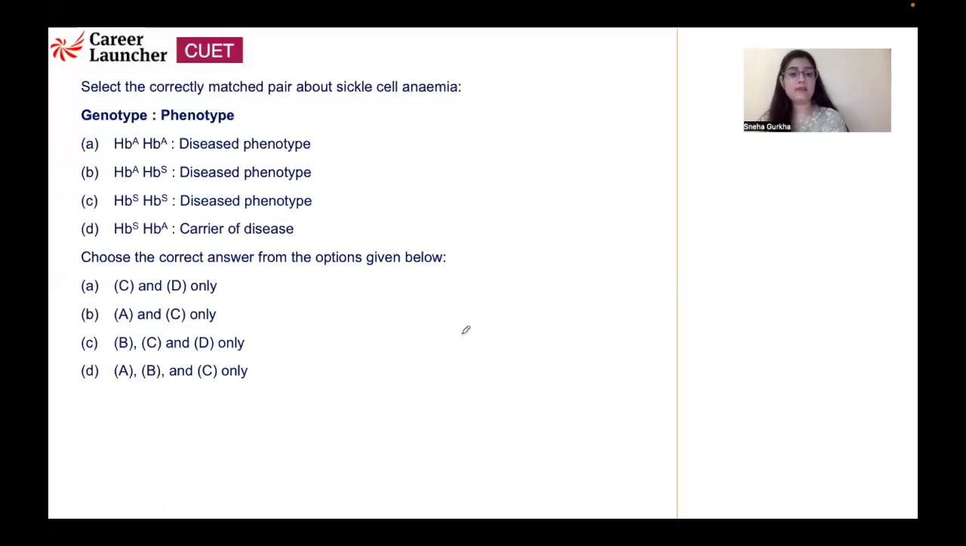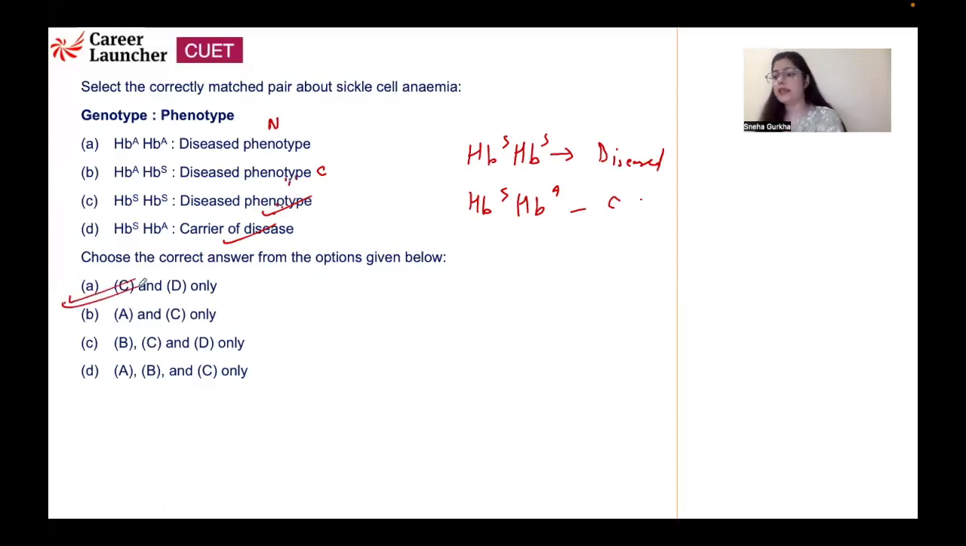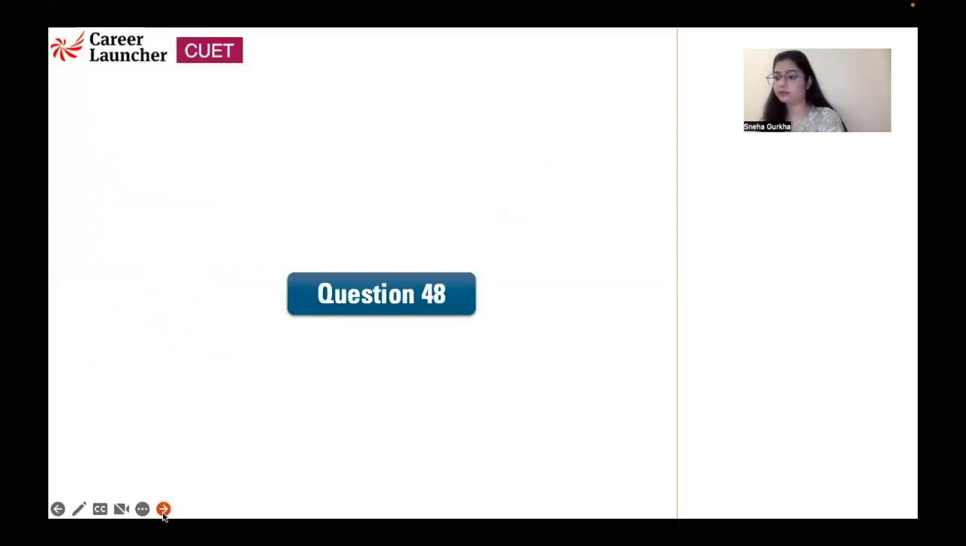Select the correctly matched pair about sickle cell anemia. So in sickle cell anemia, both the diseased genes will cause a diseased condition, whereas one of them is going to cause a carrier condition. So this is normal, this is carrier, this is diseased, and this is carrier. So C and D only are correct. So option A, C and D only are going to be correct, right?